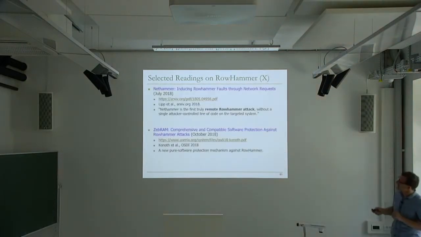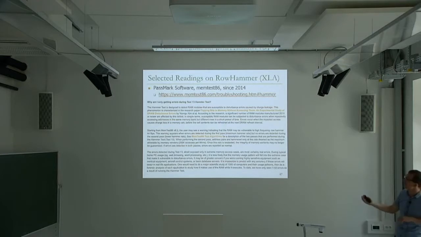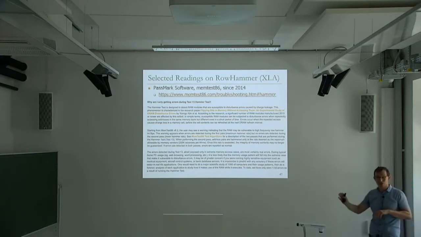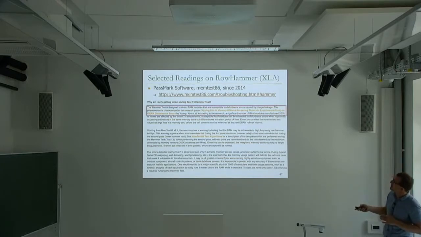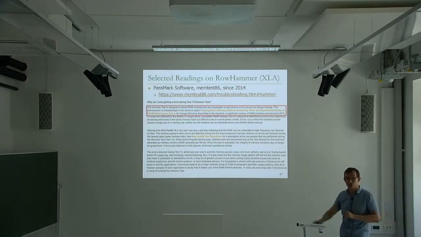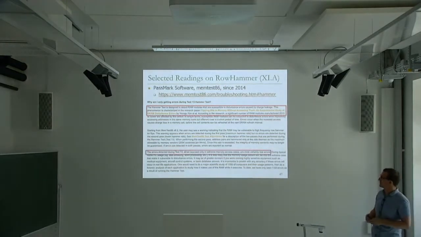Okay, so actually, I'll cover a couple of things. This is actually very interesting. This was one of the first reactions to RowHammer. It was in 2014, after we published the paper. These folks who develop memtest programs were very worried, and they read the paper, it's characterized over there, and they basically say the hammer test is designed to detect RAM modules that are susceptible to disturbance errors caused by charge leakage. This phenomenon is described, and so on. They created a test, and these are the tests that you would run on your computer when it boots up, for example, or once in a while, to test whether your memory is corrupt or not. The interesting thing is this one.